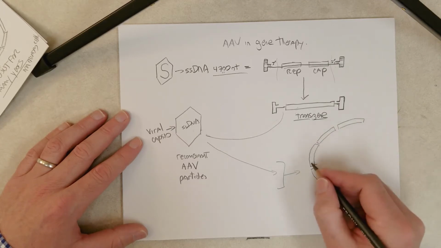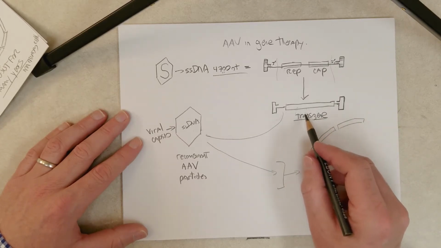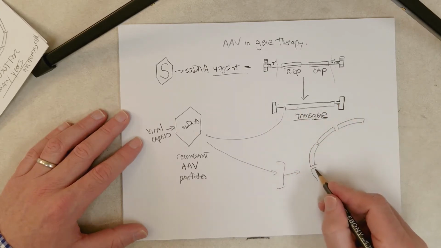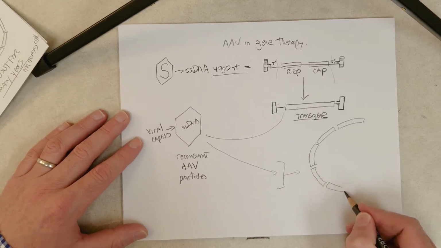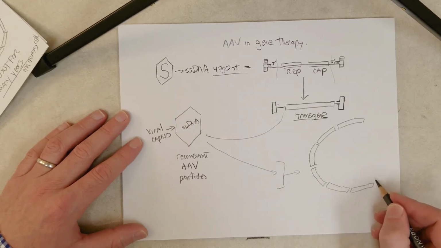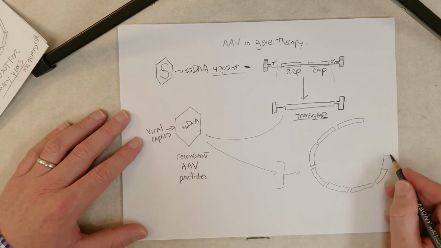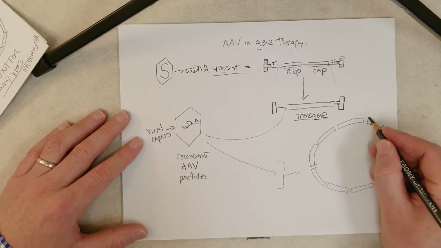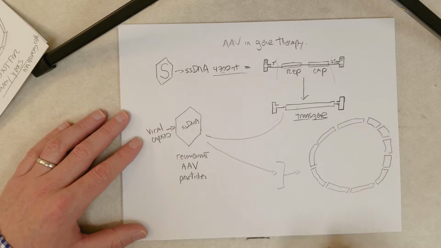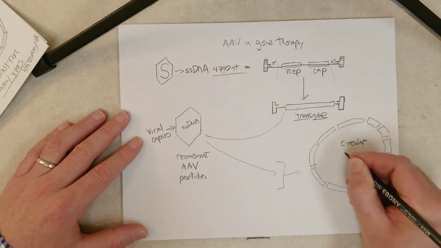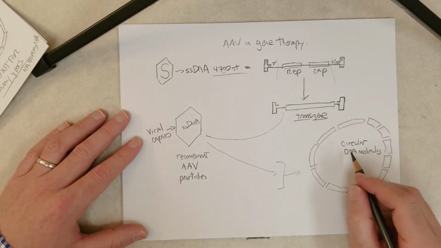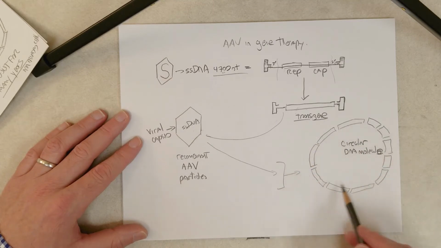So each of these I'm showing you is the transgene. This is the single-stranded DNA molecule, including the transgene, that has become double-stranded and formed into concatemers. So joined together, concatemers, as you take a single unit and you join them together, that makes concatemers. And those concatemers form circular DNA molecules. This is a circular DNA molecule containing many copies of the transgene and the ITRs.